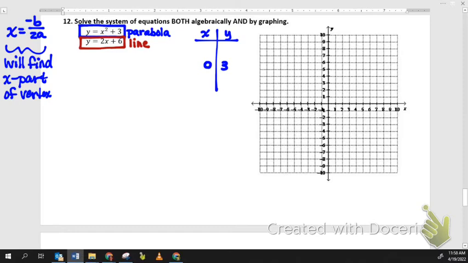Once I have the vertex, I want to pick a couple points on either side. So what's to the left of 0 on the number line? Negative numbers. Give me a couple. Negative 2. Negative 4. We could do that. Negative 6. Well, that's probably going to fall off my graph. Let's try negative 1.